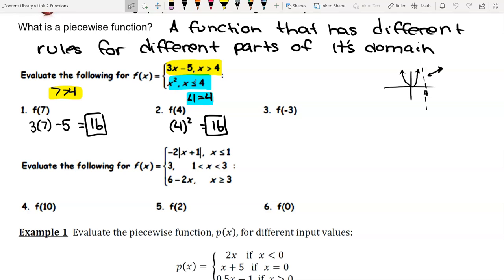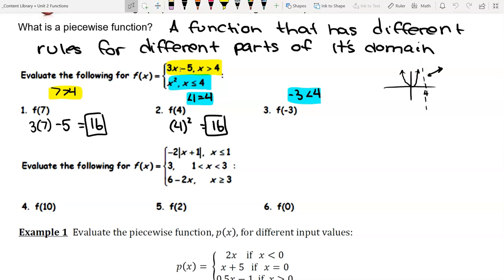3. Evaluate -3. I'm just going to write -3, figure out how it relates to 4. In this case, -3 is a lot less than 4. So look at your domain, yellow or blue. X has to be greater than 4 here, so it's not yellow. We are looking at blue again because x is less than or equal to 4.